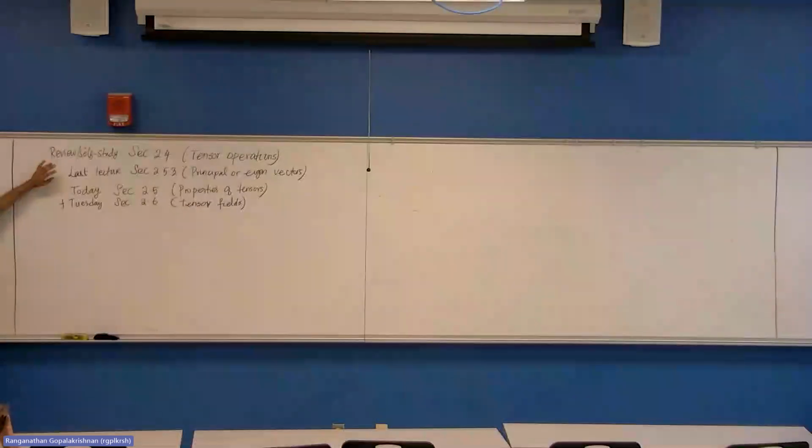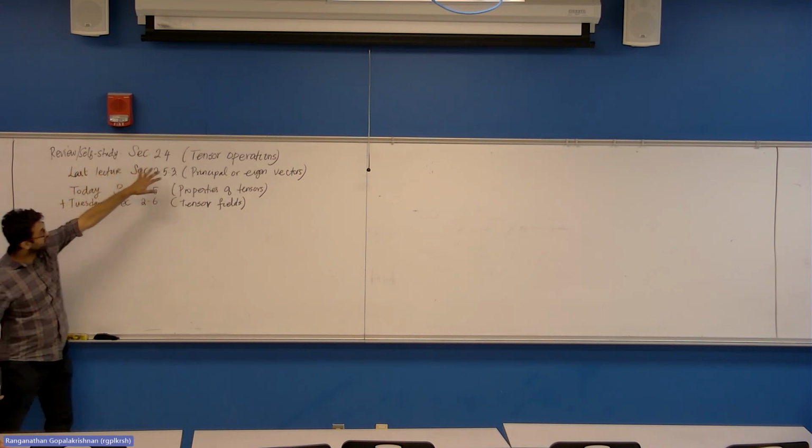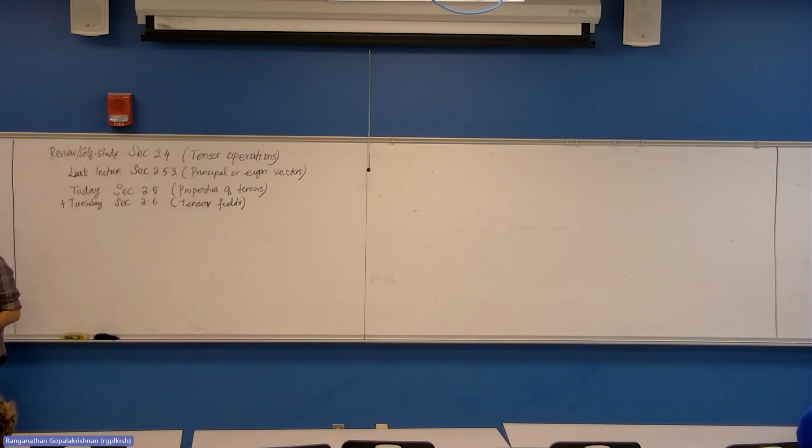I just want to do some housekeeping before I start, which is if you look at section 2.4, it's basically all the topics we have discussed so far related to tensor operations. For example, it talks about addition, multiplication, transpose, tensor products, contraction, contracted multiplication, all the things that we discussed 2 or 3 lectures ago.